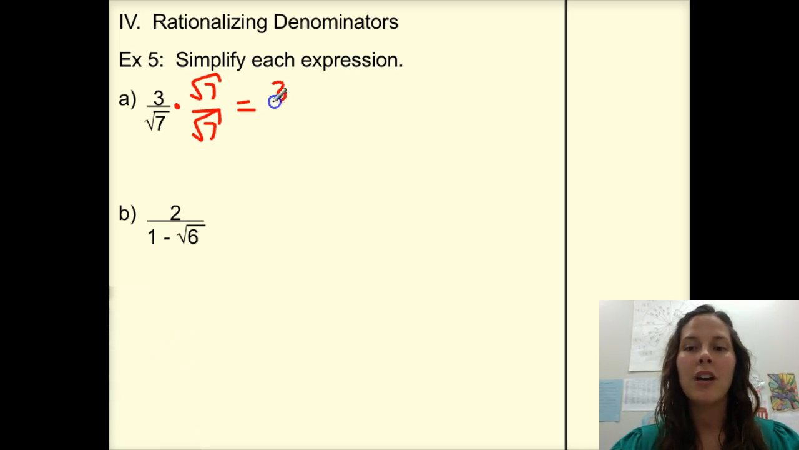Multiplying straight across, we've got 3 times the square root of 7 in our numerator, and the radicals cancel in the denominator, just like we saw in the last video with the square root of 6 times the square root of 6. So we're left with just 7 on this one.